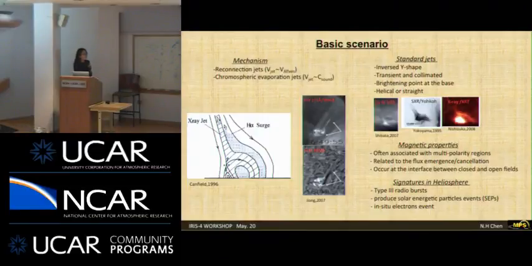And on the base, you usually see a brightening at the base. For example, in the X-ray you can see the bright point very clearly. Sometimes people will talk about helical structure, or sometimes it's very simple, like a straight jet. And the magnetic properties related to the jet are simple. We've been talking about and discussed this many times before, that it usually occurs in the mixed parallel region, and it does relate to flux emergence, and flux cancellation is also clear.